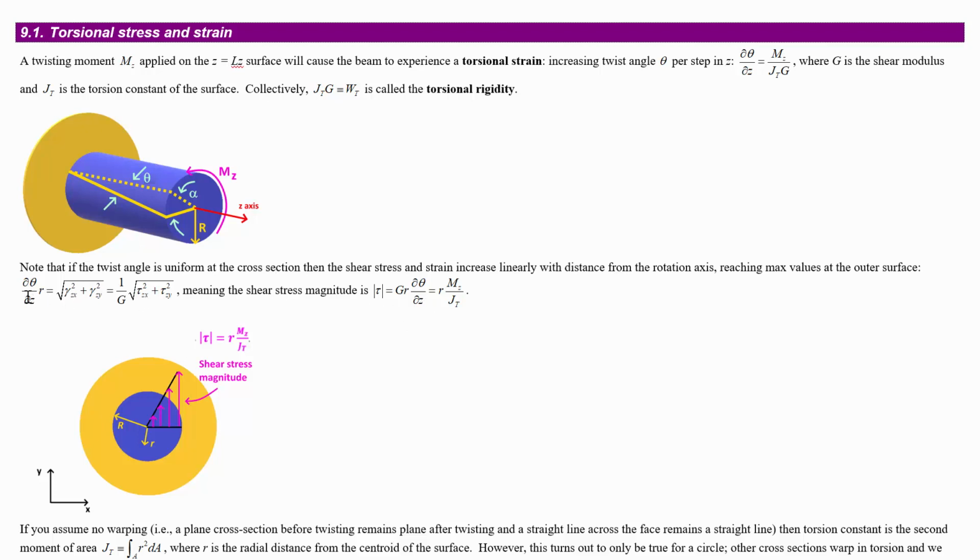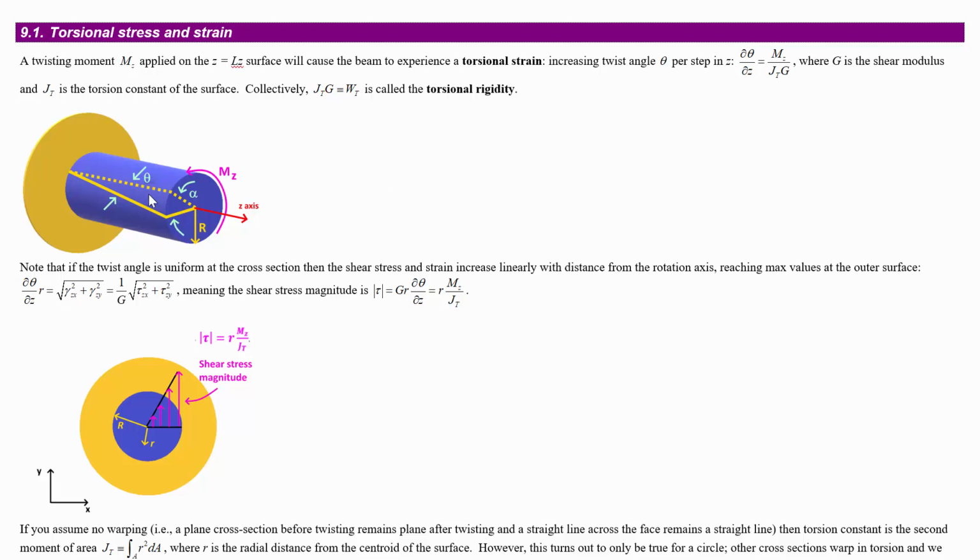The little bit of slope in angle is the extra little bit of twist that has happened from one step in Z, right? So per step in Z, we've got an extra little bit of twist, del theta by del Z, and then you multiply that by whatever radius we're at inside the beam, r, and that's going to tell you the extra little bit of displacement you have there, which is the shear strain.